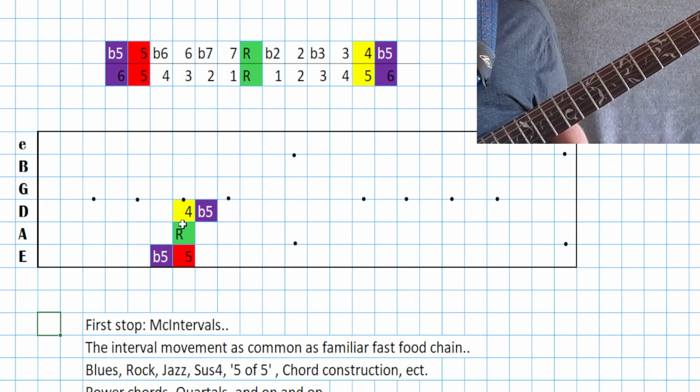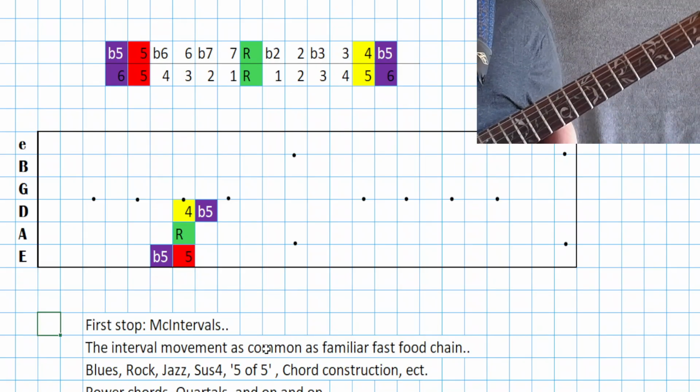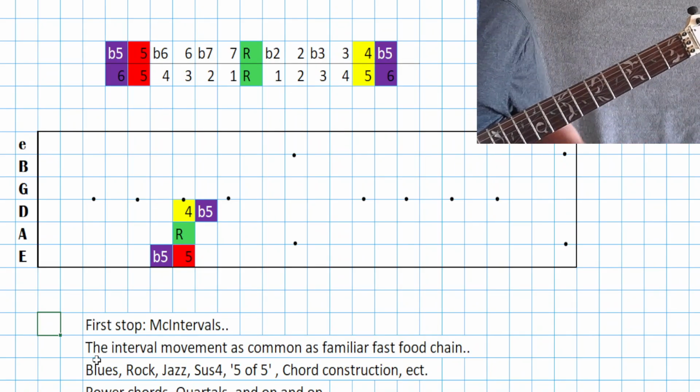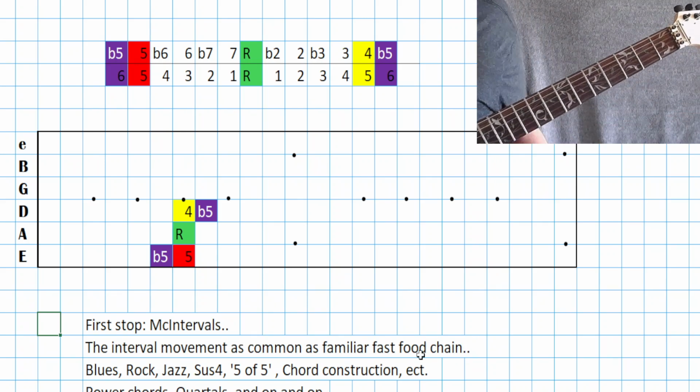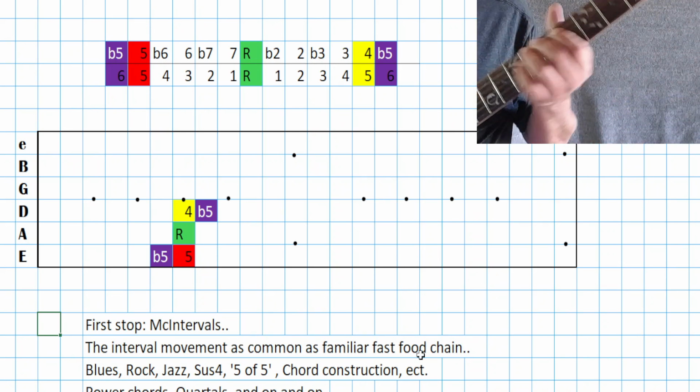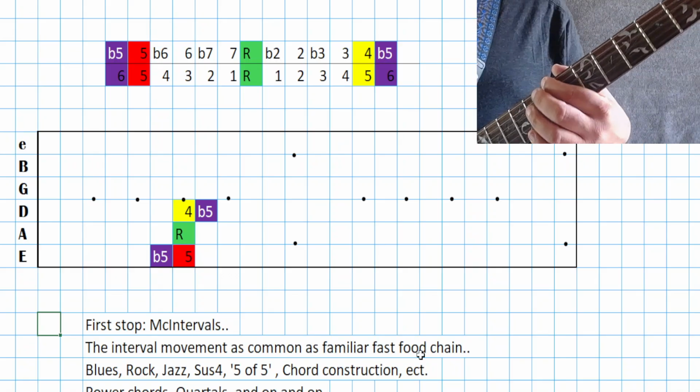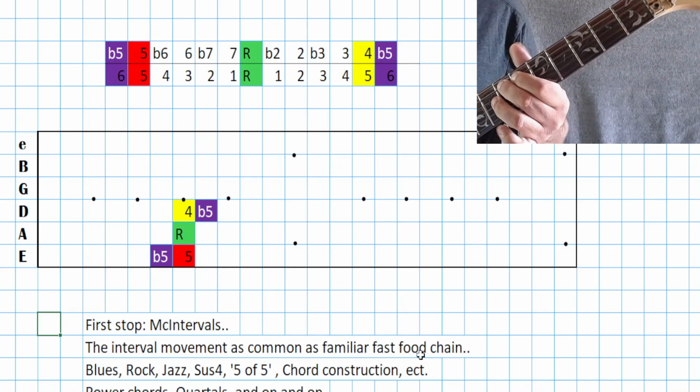Anyway, so the 5 and the 4, they go together like red and yellow. And so these are as common as the fast food chain. So they're like the first interval you're going to want to know, your 5th and your 4th, right?